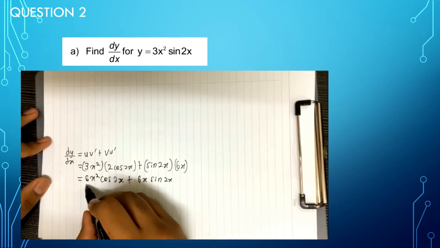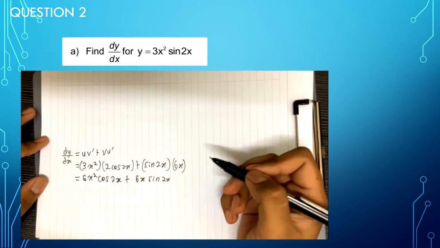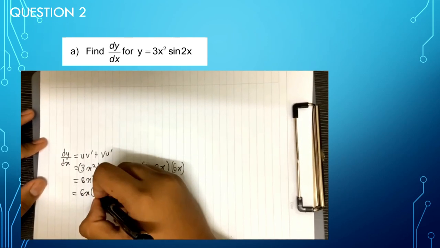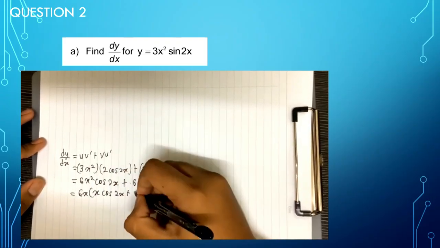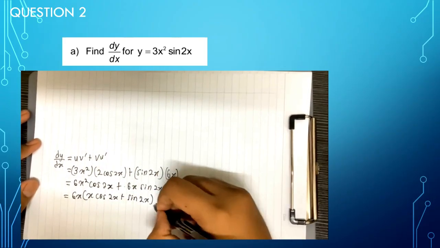As you can see, they share a common factor, 6x. You need to factorize it. 6x bracket x cos 2x plus sine 2x, and that will be the final answer.